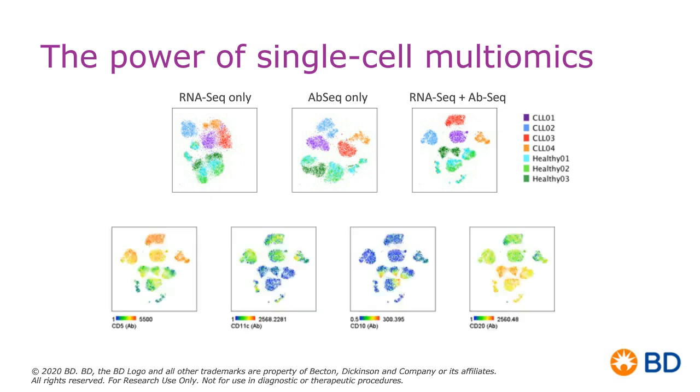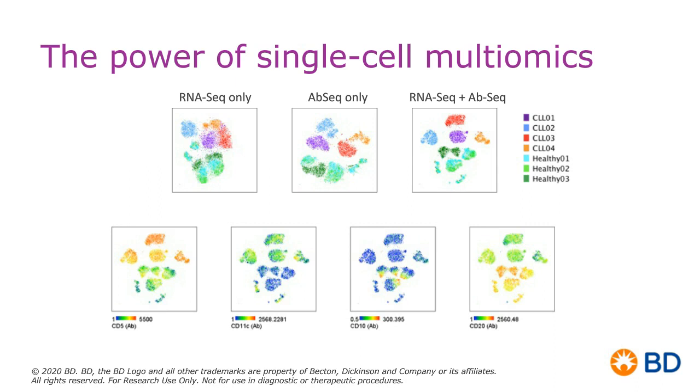Now we can take these individuals, or this analysis where we have RNA sequencing plus AbSeq, and begin to overlay and look for different protein expression. For example, in the far left plot, you can see that we're just overlaying the CD5 oligoconjugated antibody expression across all of these donors.